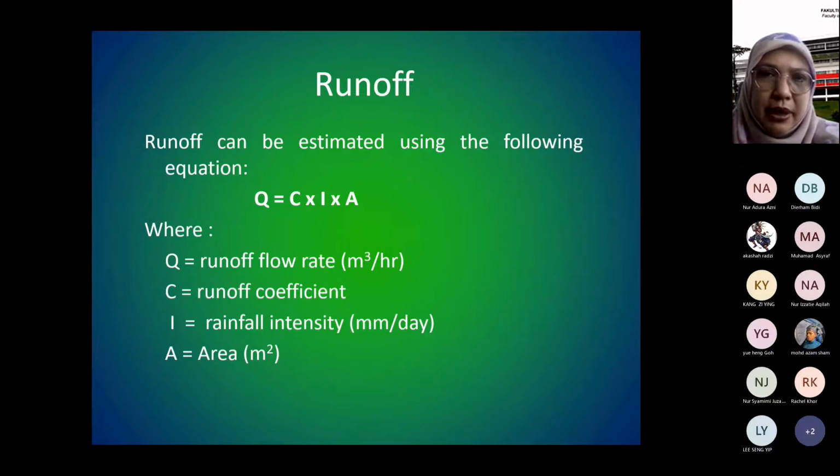So how do we estimate the runoff? I think in hydrology, you have been introduced to how to calculate runoff, using Q equals C I A. Q is the runoff flow rate in cubic meter per hour, C would be the runoff coefficient, I would be the rainfall intensity in millimeter per day, and A the area covered by the runoff, by this calculation.